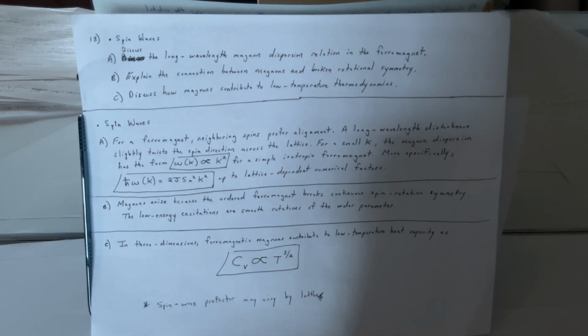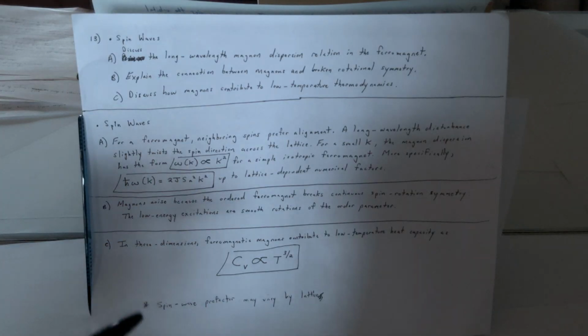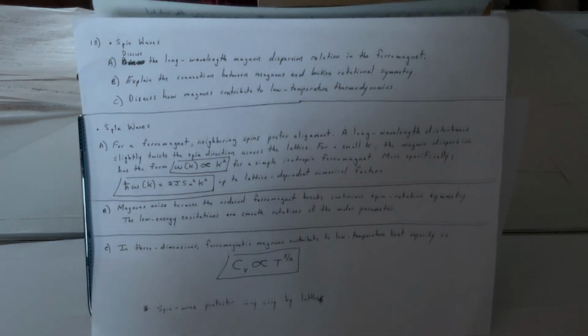For part B, magnons arise because the ordered ferromagnet breaks continuous spin rotation symmetry. The low energy excitations are smooth rotations of the order parameter. And part C, in 3D, ferromagnetic magnons contribute to the low temperature heat capacity as C sub V proportional to T to the 3/2. And right down here, just a side note, very important, the spin wave prefactor may vary by lattice.